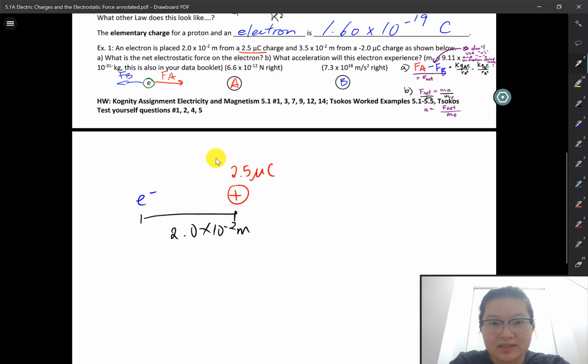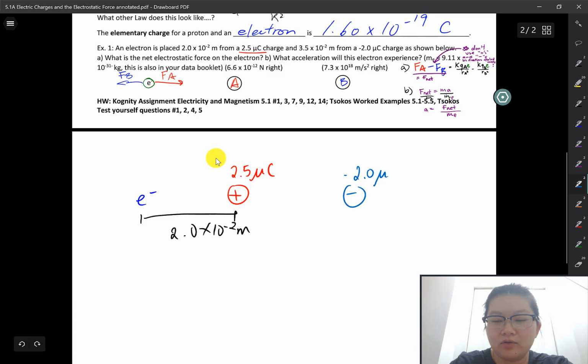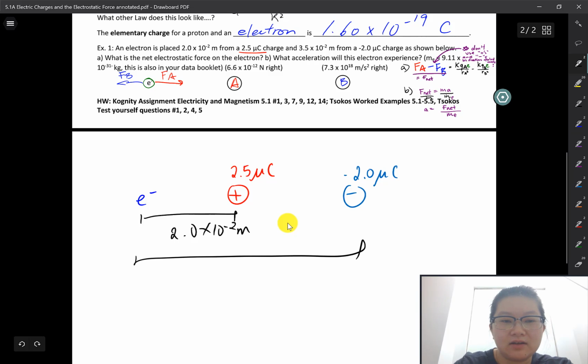And it is placed also a further distance, 3.5 times 10 to the negative 2 meters from a negative charge, which I am going to place over here. Oopsies, that's not positive. Okay, this is negative 2 microcoulombs. Don't forget microcoulombs is 10 to the power negative 6. And this distance here is 3.5 times 10 to the power of negative 2 meters.